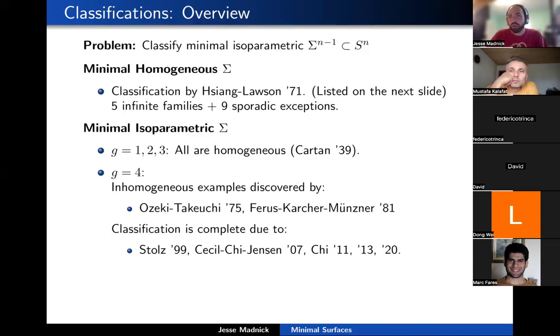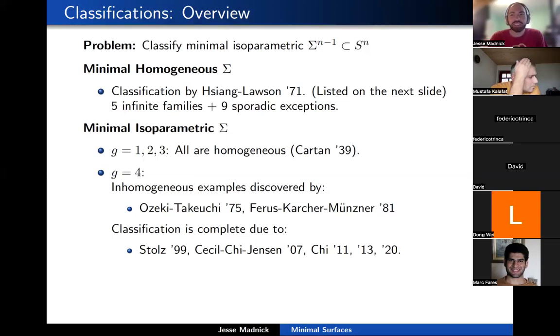Anyway, as far as I'm aware, the classification is somewhat complicated, but my understanding is that essentially for g equals 4, either the isoparametric hypersurface is homogeneous, which were classified, or they are of OT-FKM type. This was proved fairly recently, in 2020. This is a very recent classification. It's due to all of these people: Stolz, then Cecil, Chi, and Jensen made a major advance in 2007, which completed the classification for all but a finite number of subcases. Those finite number of subcases were completed in a series of papers by Chi in 2011, 2013, and finally 2020.